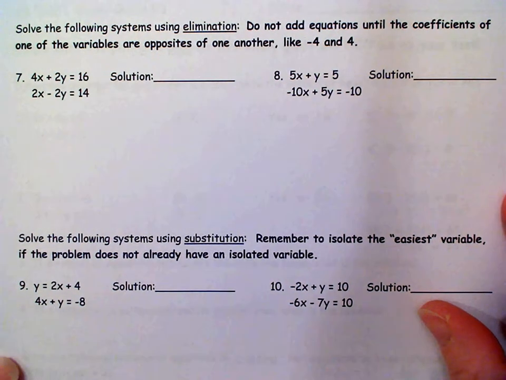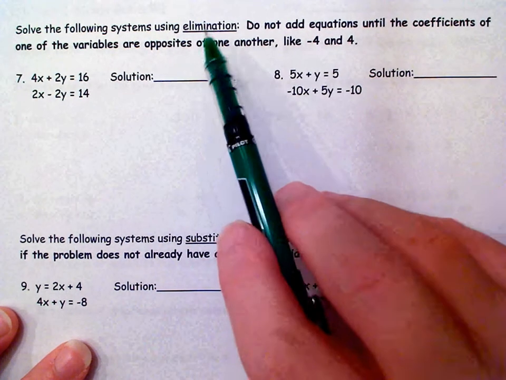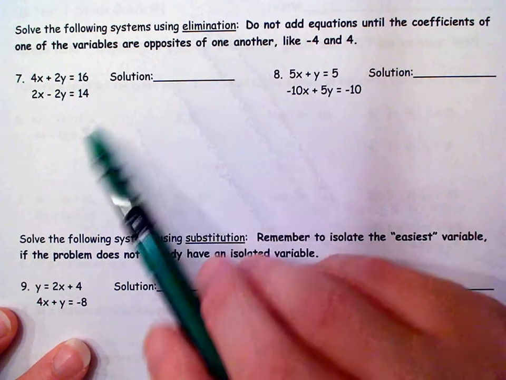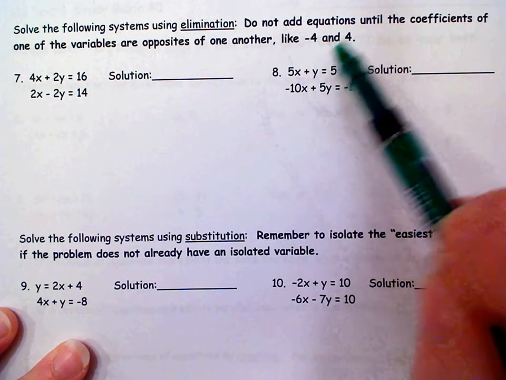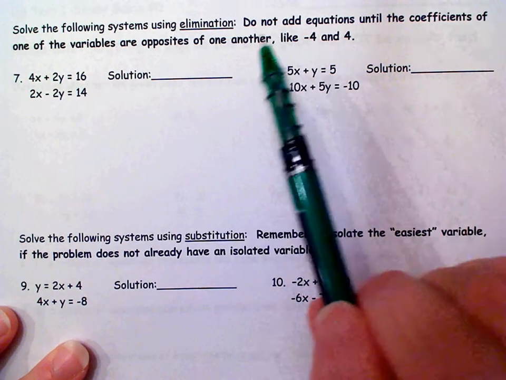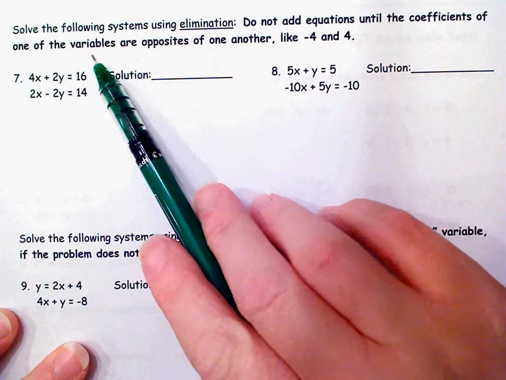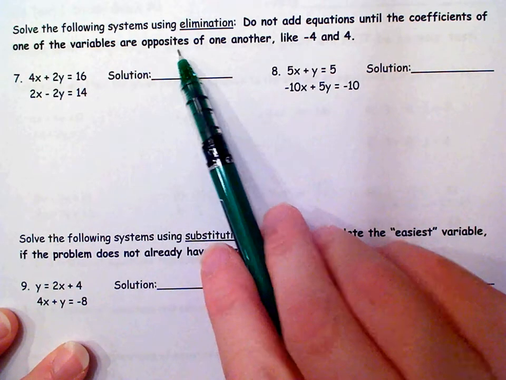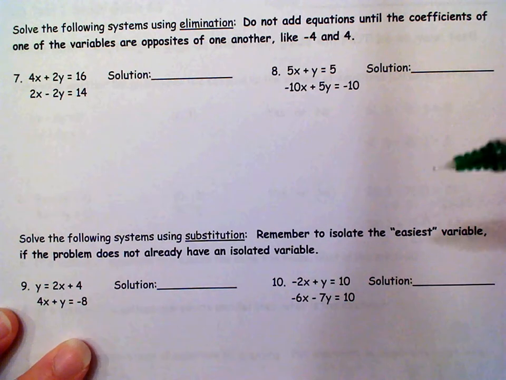On numbers 7 and 8, you're solving the systems using elimination. So make sure you use that process on these two problems or you won't get full credit even if you get the correct answer. So remember, what's in bold won't be on your test. You'll have to know that you can't add your equations until the coefficients of one of your variables are opposites of one another, like -4 and +4, so that variable will cancel out.